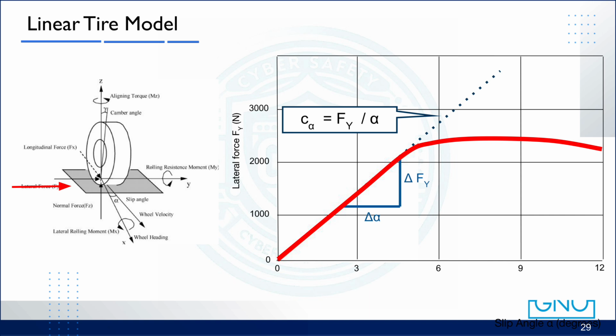However, as the slip angle becomes larger, the tire begins to saturate and the relationship is no longer linear. The tire cannot produce additional lateral force beyond its grip limit, and the curve starts to flatten or even decrease slightly. In summary, the cornering stiffness represents how strongly the tire resists lateral slip. In the linear region, this relationship is predictable and easy to model, but beyond that, nonlinear effects dominate. And that's what motivates more advanced tire models, such as the Pacejka magic formula, which we'll explore later.